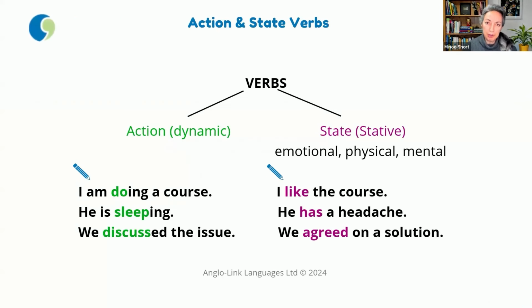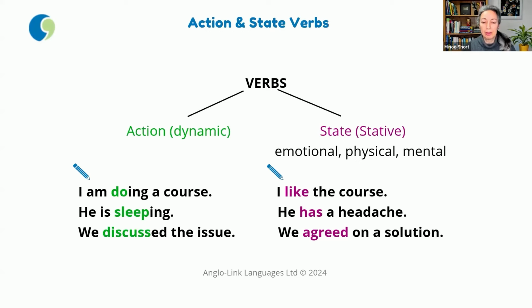Action or dynamic verbs describe an action like do, sleep, discuss, whereas state or stative verbs describe an emotional, physical, or mental state. So for example, I am doing a course, that's an action, whereas I like the course, it's an emotional state. He is sleeping is an action, whereas he has a headache is a physical state. We discussed the issue, that's a completed action in the past, whereas we agreed on a solution, it's a mental state. So that's a very important difference to be aware of between action and state verbs.